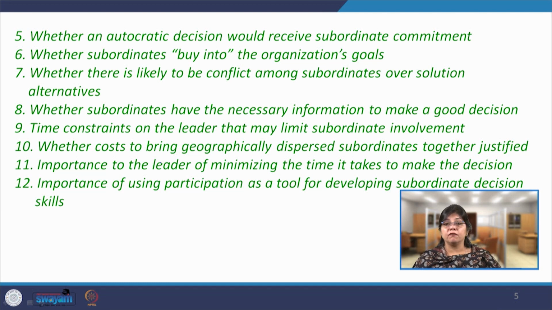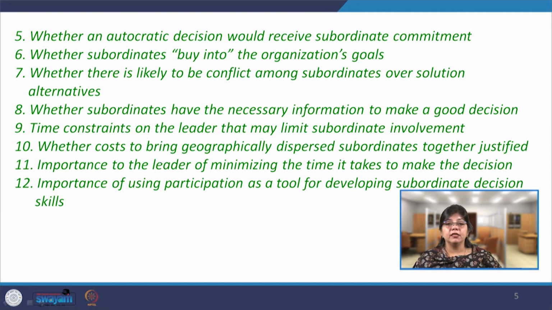whether it is justified to resolve the problem in this manner. Geographical location also plays a major role. So, logistics have also been considered in decision making: whether the cost to bring geographically dispersed subordinates together is justified. Importance to the leader of minimizing the time it takes to make the decision. What is the importance of time in the decision making process? That is in the hands of the leader.